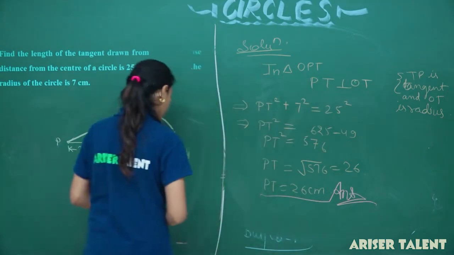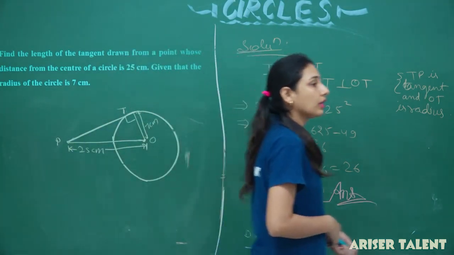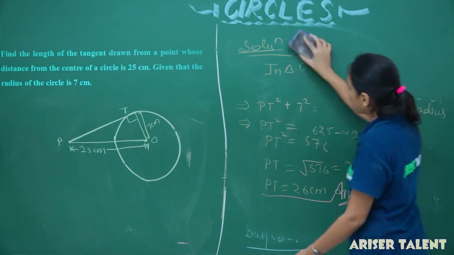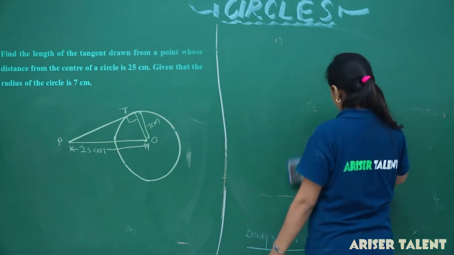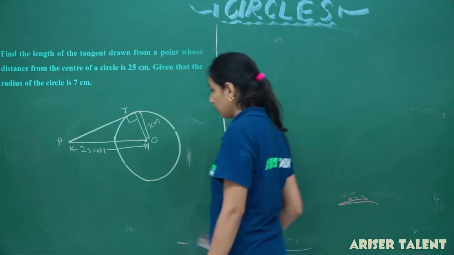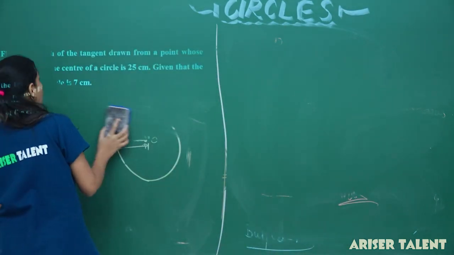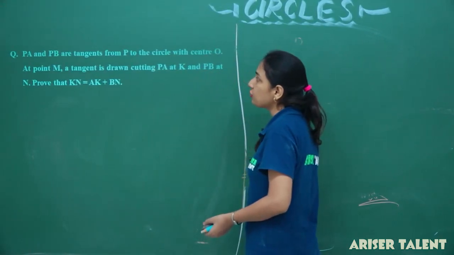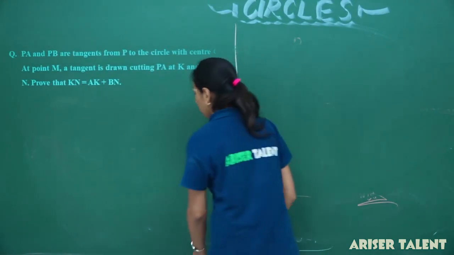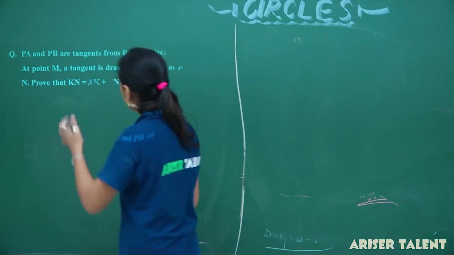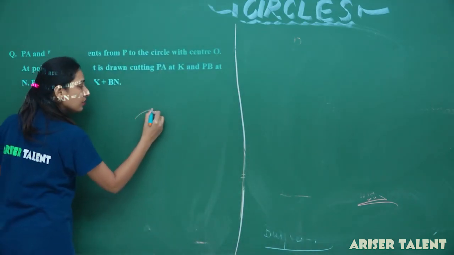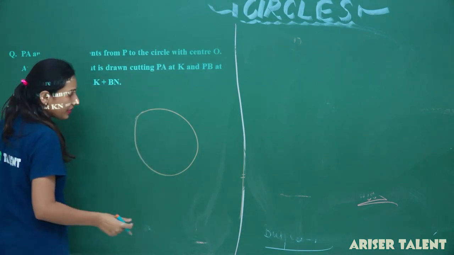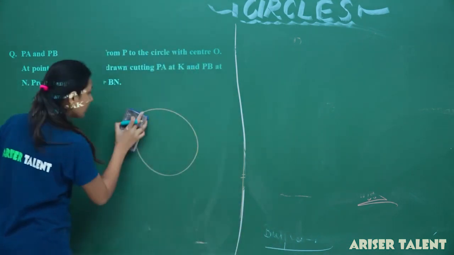Okay students, so we have done this question. Now students, I am rubbing this and we'll discuss the next question. So what is the next question? Your next question is: PA and PB are tangents from P to the circle. So this is the circle, and PA and PB are two tangents.